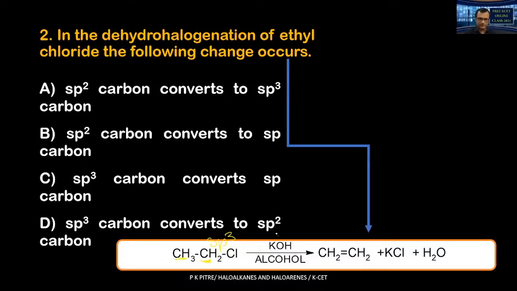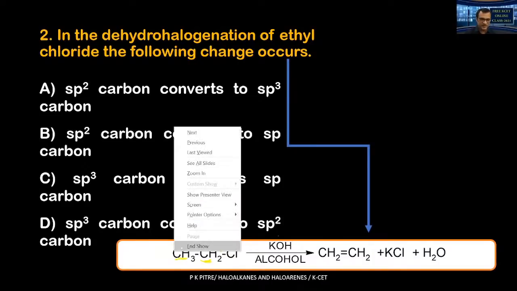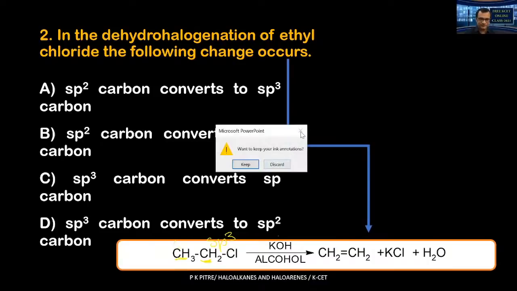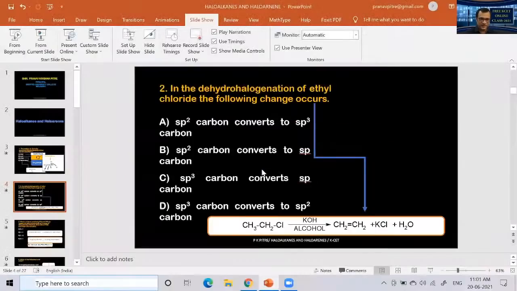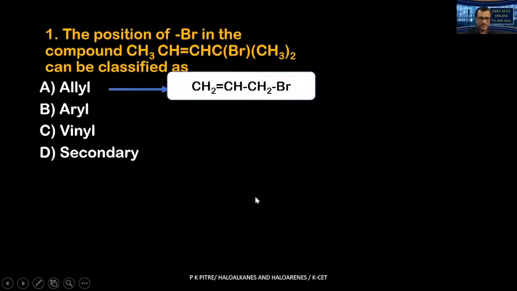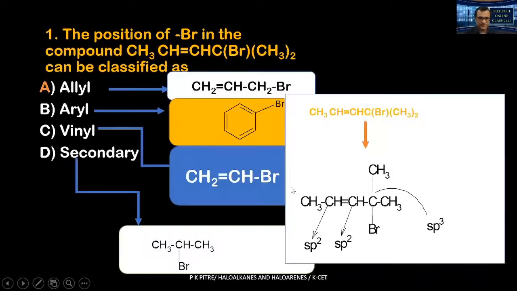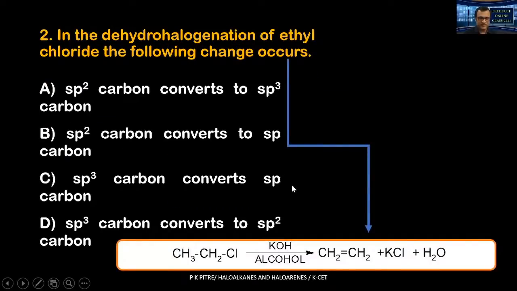When you are treating it with alcoholic KOH, you are losing a halogen atom from an alpha carbon. What is an alpha carbon? Try to recall. The alpha carbon is the one to which a functional group is connected. The immediate next carbon atom is the beta carbon. The hydrogens which are connected to the beta carbon are called beta hydrogens.